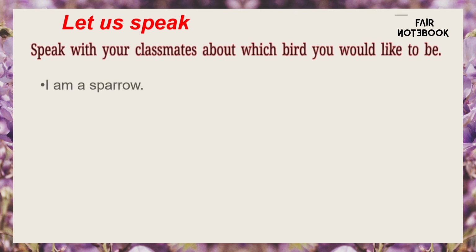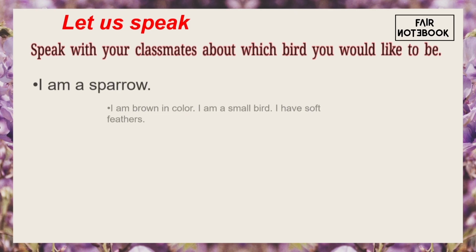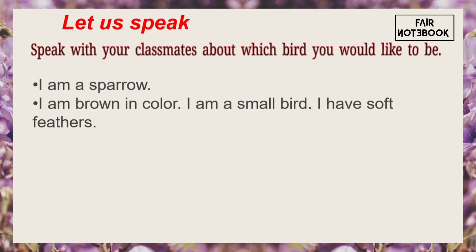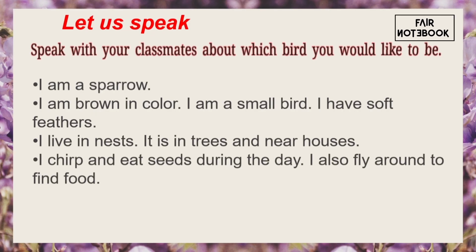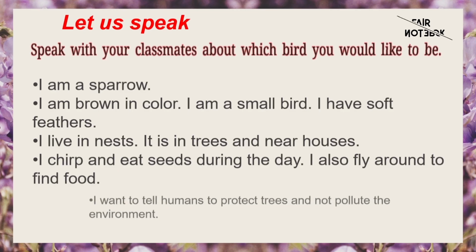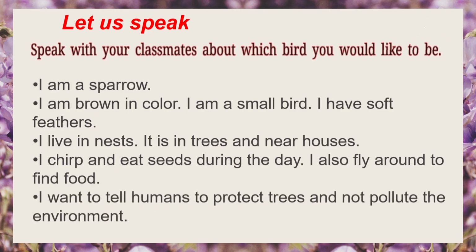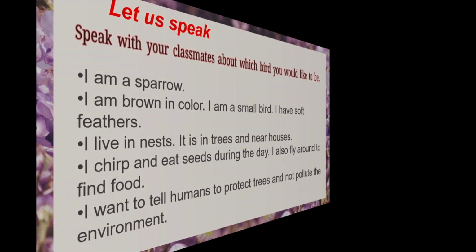First example is, I am a sparrow. I am brown in color. I am a small bird. I have soft feathers. I live in a nest. It is in trees and near houses. I chirp and eat seeds during the day. I also fly around to find food. I want to tell humans to protect trees and not pollute the environment.